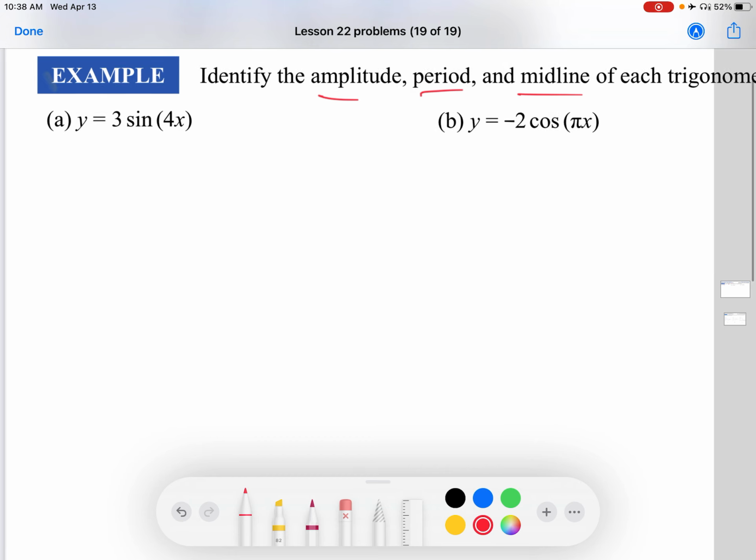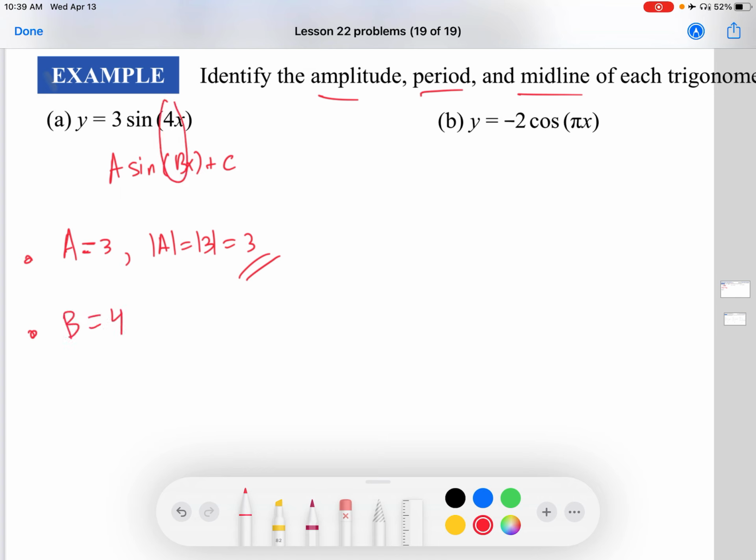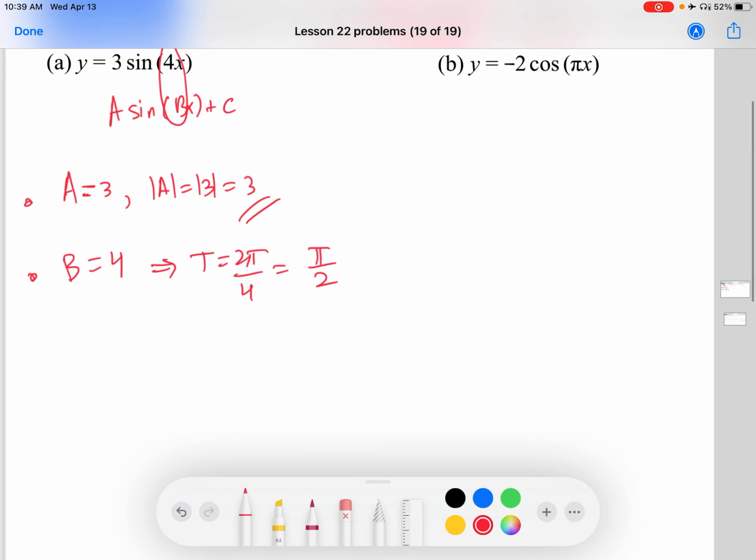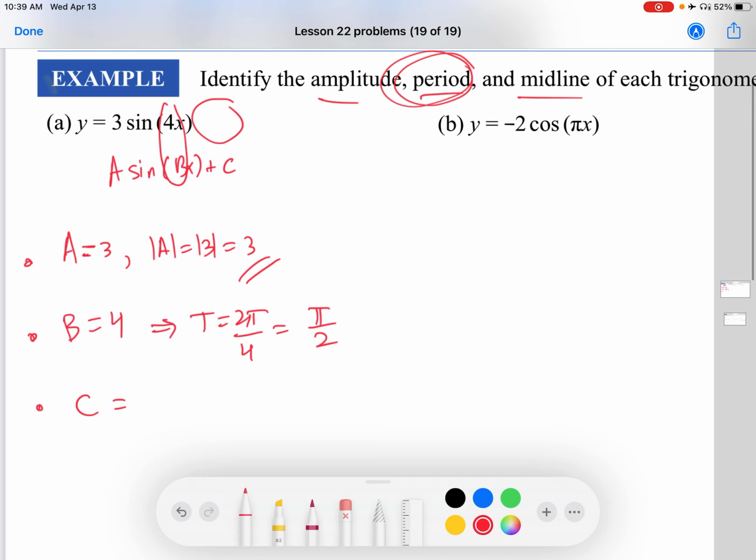Zoom in a little bit here. So now we see that if I fit this into the a sine bx plus c form, a here is 3. The absolute value of 3 is 3, so that is the amplitude. B here is 4. That's the angular frequency, but we were asked to identify the period. So the period is 2 pi over b. That's pi over 2. That's the period. And then c, the midline: there's nothing being added here, so there's a hidden plus 0, so c is 0.